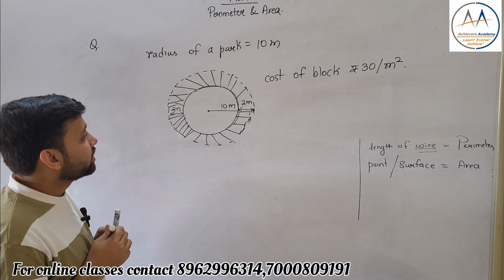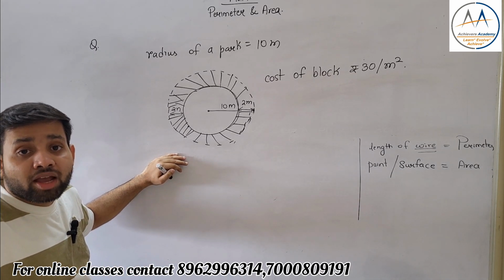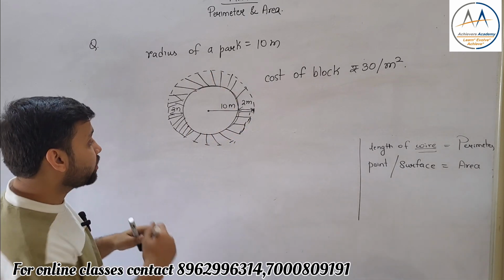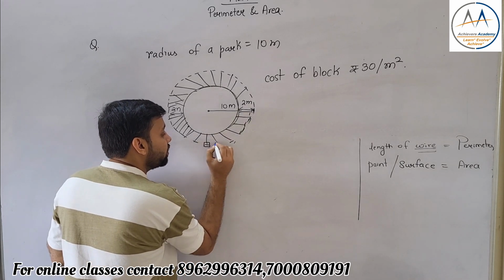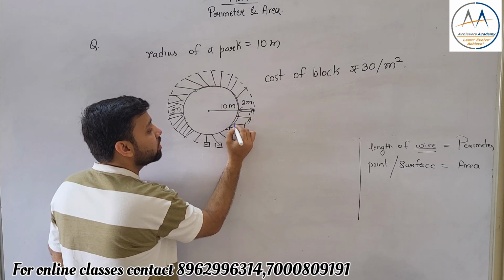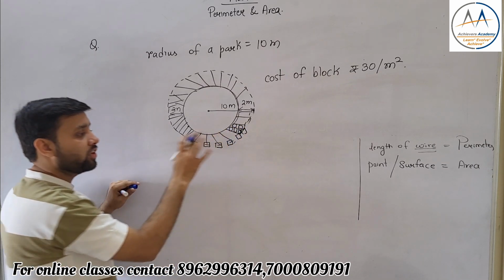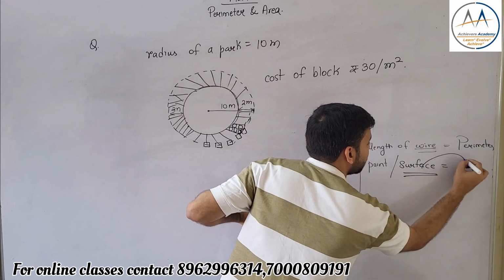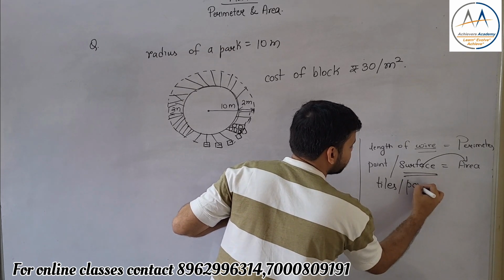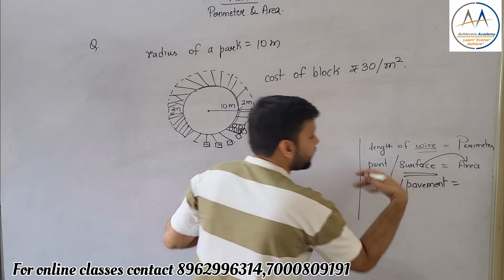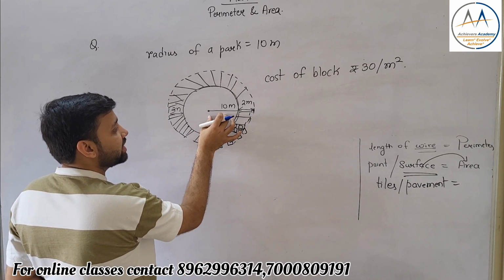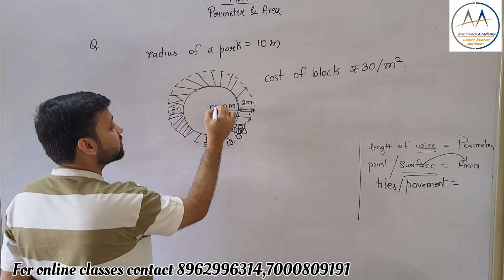Now how do you do this question? Now sir, you will say that pavement is only, so I will calculate perimeter. But try to understand, we are not going to put the blocks on the side only, we are going to put the blocks on the whole surface, right? So surface is involved. As surface is involved, area. Always for tiles, number of tiles, pavement, pathway, it is required to calculate area.